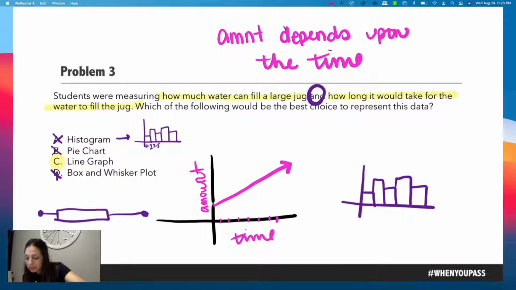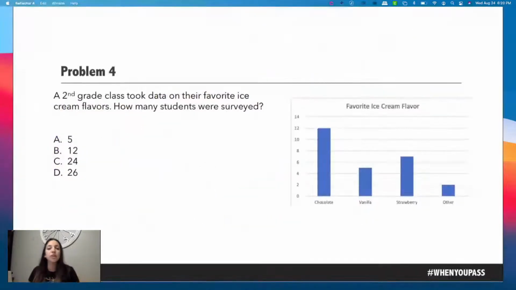All right, let's keep moving. Let's look at some interpretations of graphs now. This is a great one for my K through 6 people. So the next two are going to be great for my K through 6 people. A second grade class took data on their favorite ice cream flavors. How many students were surveyed?